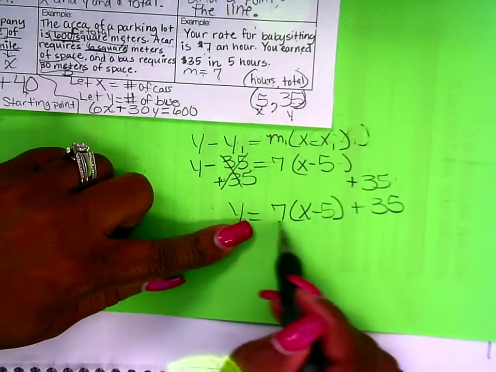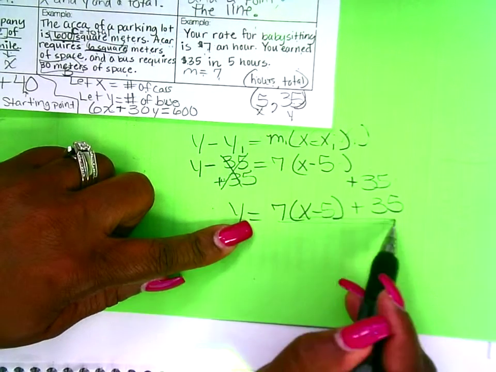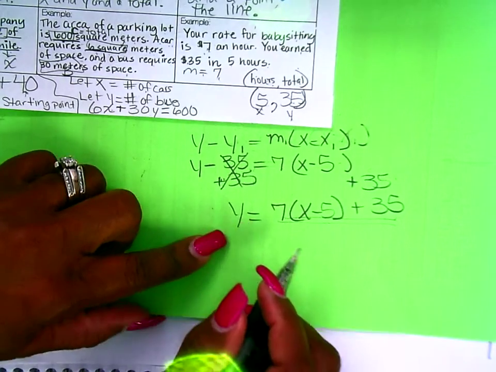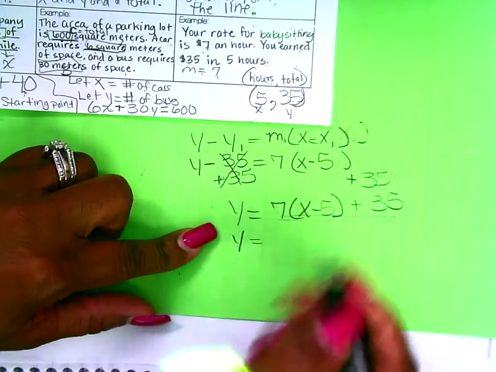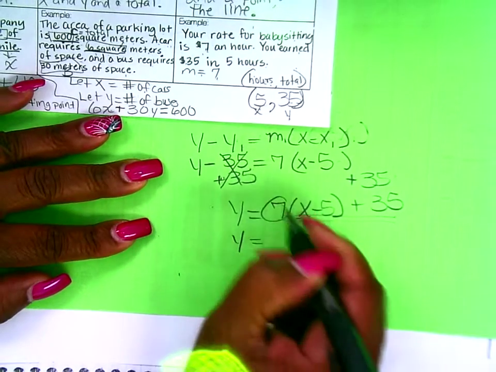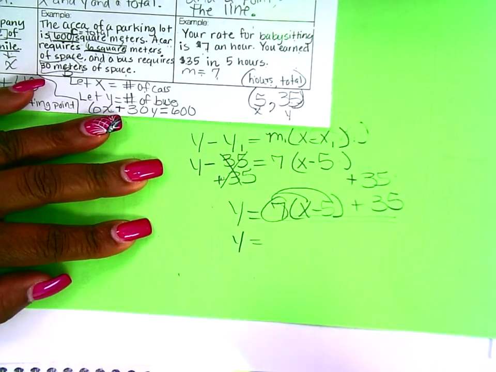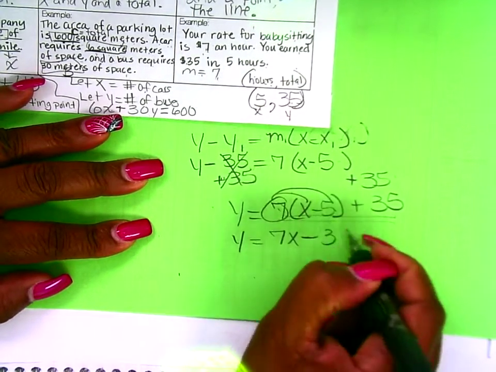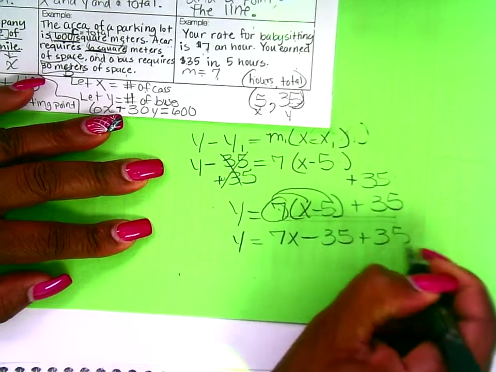Now, if you want to insert this in the calculator, you can insert it right here and you can get your table. But here we go. We have y equals, and the next step is to distribute the 7 to get rid of the parentheses. So I have 7x minus 7 times 5, which is 35, plus 35.